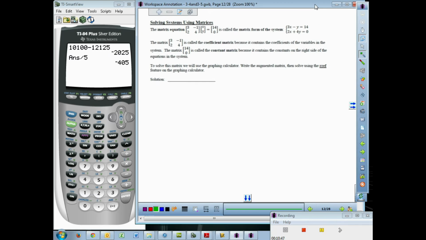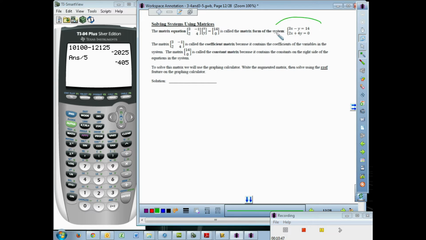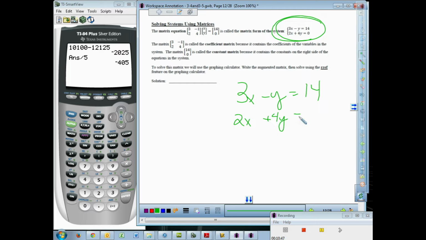Using your graphing calculator to solve a matrix. They've got a system right here, which I'll write a little bit bigger. 3x minus y equals 14, and 2x plus 4y equals 0. Top guy, linear or nonlinear? Top guy, linear. All variables, no product of variables, no variables in the denominator. Bottom guy, linear or nonlinear? If we're solving linear systems, the graphing calculator can do the whole thing for you by way of matrices.